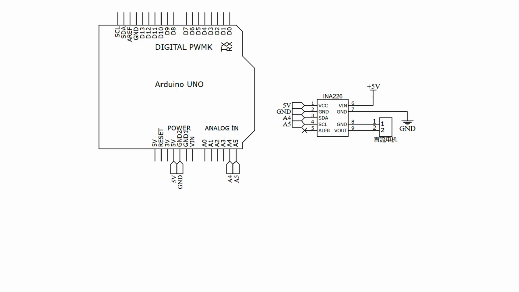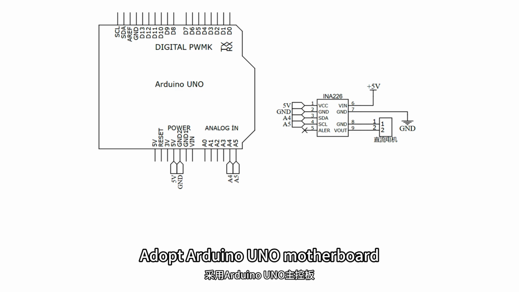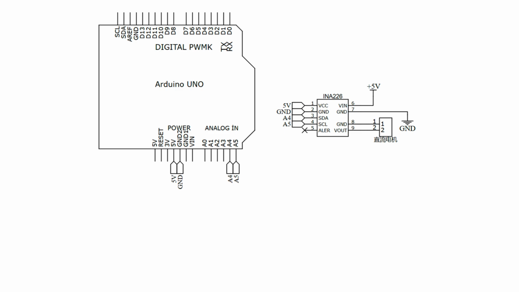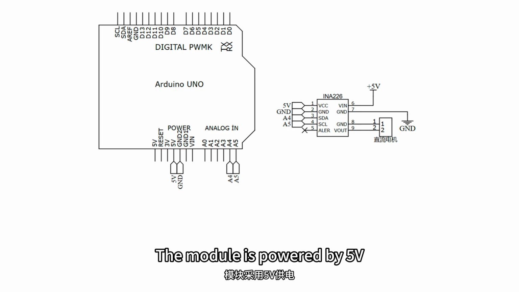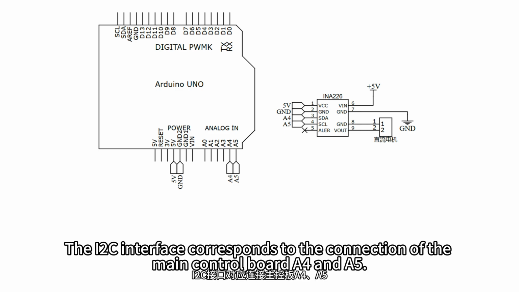Module demo. The connection is shown in the figure. Adopt an Arduino or motherboard. The module is powered by 5 volts. The I2C interface corresponds to the connection at the main control board A4 and A5.